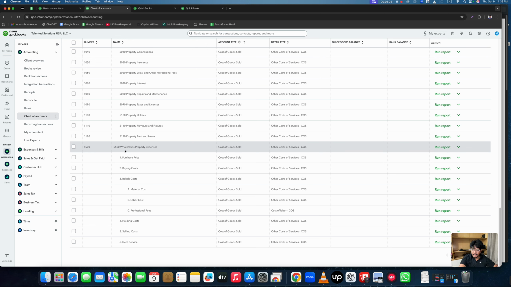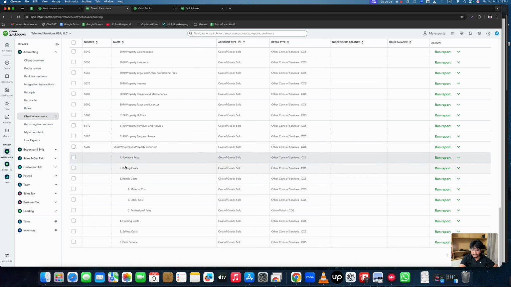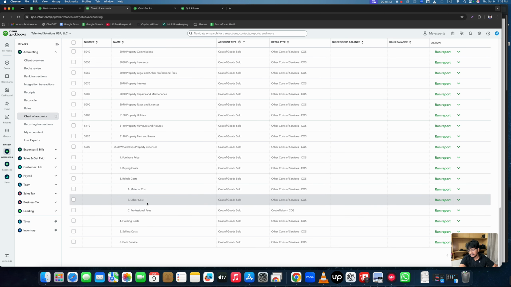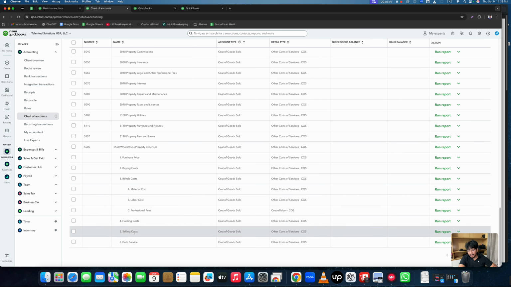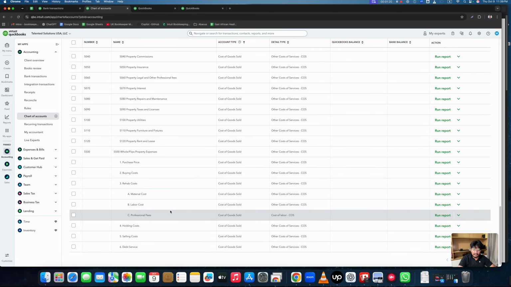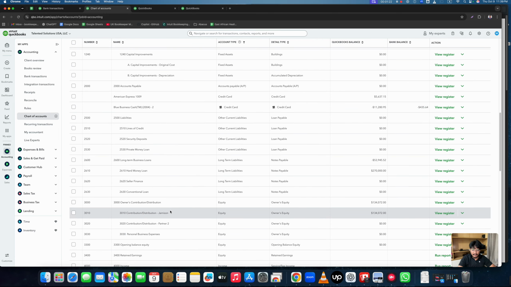This is the parent account, and this is the purchase price, buying cost, rehab cost. In this rehab cost, there's material, labor, professional fees, and the holding cost when the property was completed. For that reason, selling cost, debt service. So these all are the cost of goods sold that I have created.